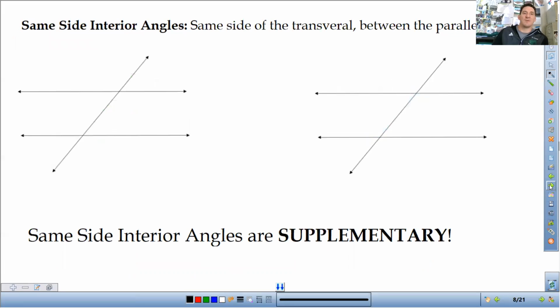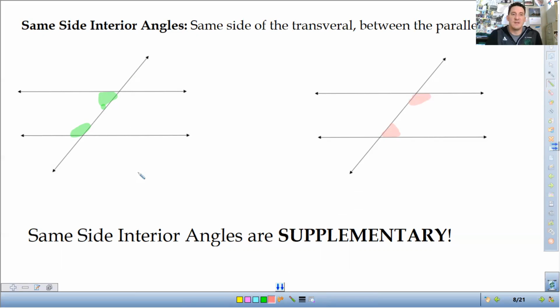Last one we talked about, same side interior angles. So they're on the same side of the transversal between the parallel lines. So that would be this one here and this one here. Those are same side transversal. You can be on the other side here. So this angle here and this angle here, same side transversal. And then these are supplementary. So they add to 180.